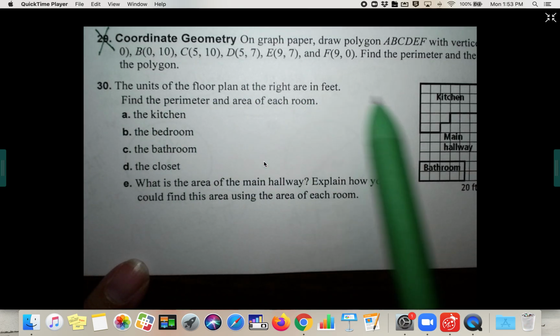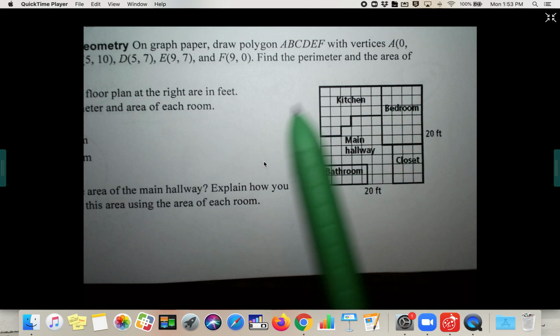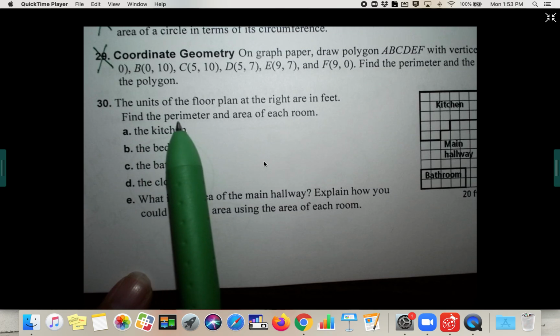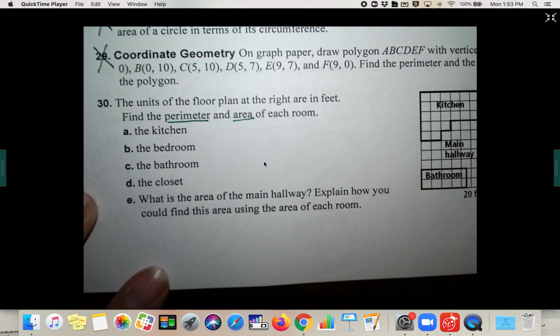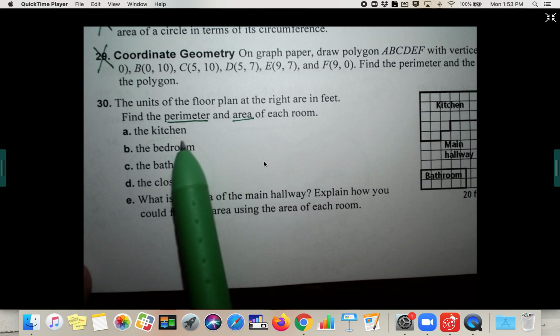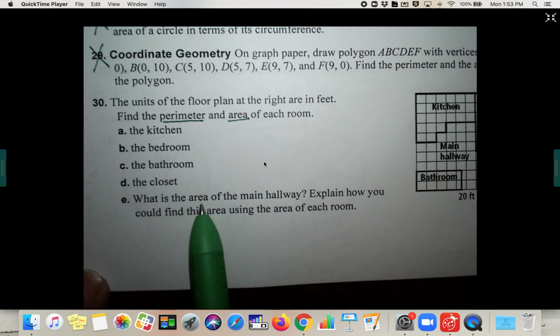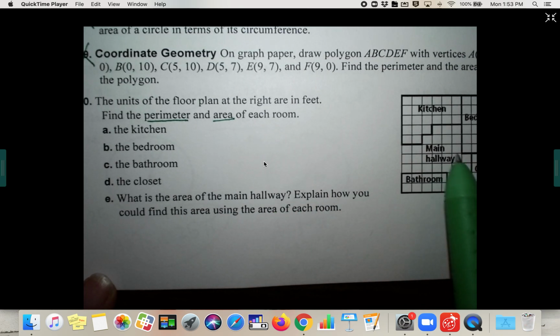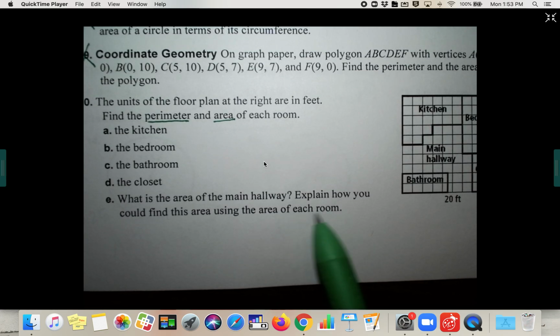The units of the floor plan at the right are in feet. So 20 feet by 20 feet. So this is a square with the whole thing. All right, find the perimeter and the area of each room. So I want 2 answers for each section. I want the perimeter and the area of each room. So find the perimeter and the area of the kitchen, the perimeter and the area of the bedroom, the perimeter and the area of the bathroom, the perimeter and the area of the closet, and then what is the area of the main hallway? So this one that's all kind of in a different weird shape. And explain how you could use this area using the area of all the other rooms.